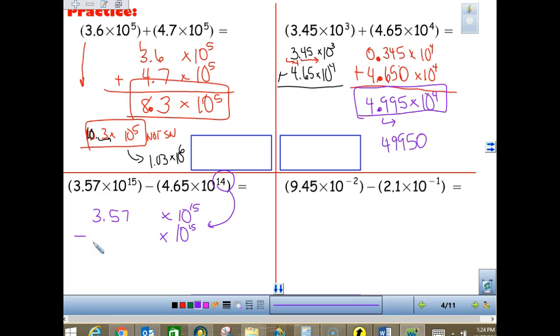Is it going to be 0.465 or is it going to be 46.5 to get times 10 to the 15th? Talk to your shoulder partner right now. Which one should I have? I should have 0.465, right? Please do the subtraction. 10 to the 15th. Keep it the same, keep it 15. It's a huge number, right? When you got the answer, Isaac, what'd you have?